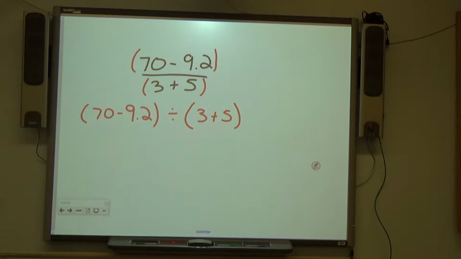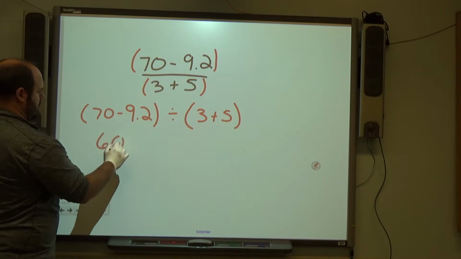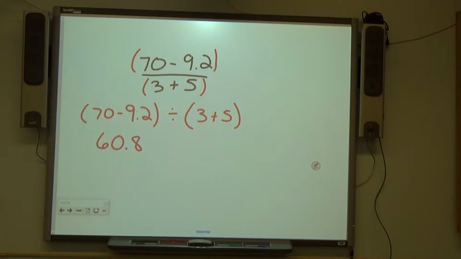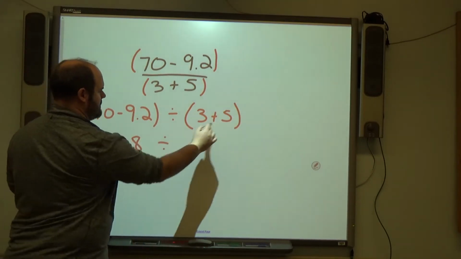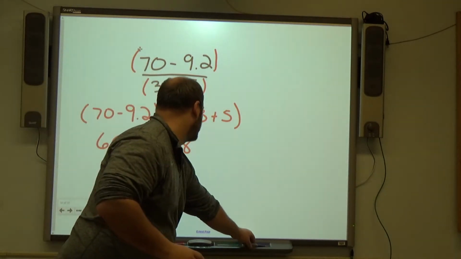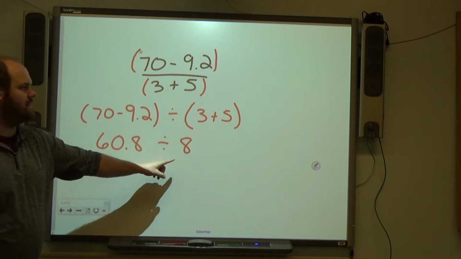If we take 70 minus 9.2, we should end up with 60.8, I believe that's correct, and we divide that by 8. Okay, and now I'm going to do some side work over here. I'm going to take 60.8 divided by 8.